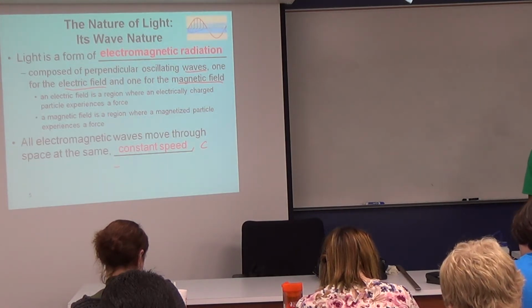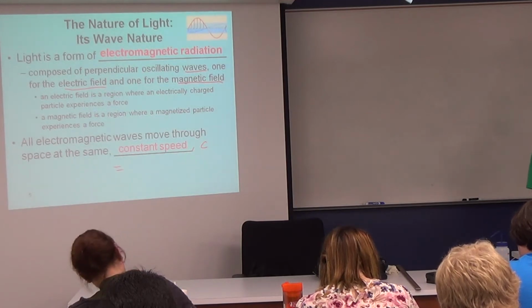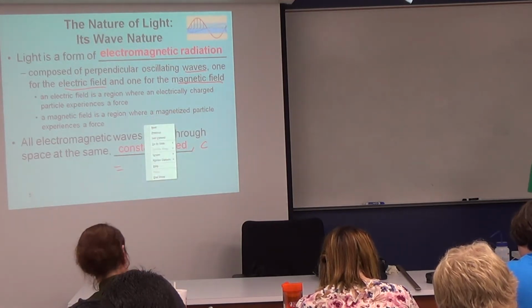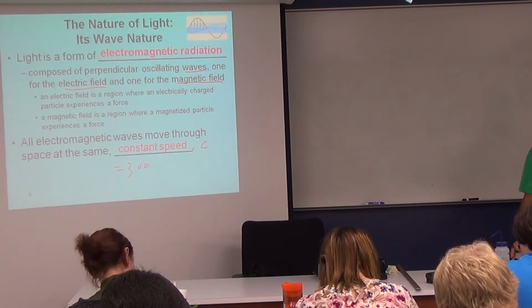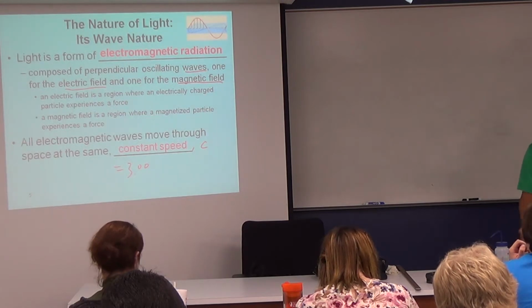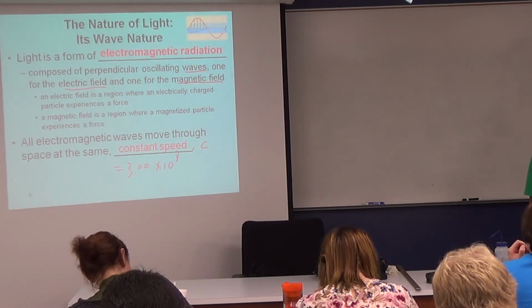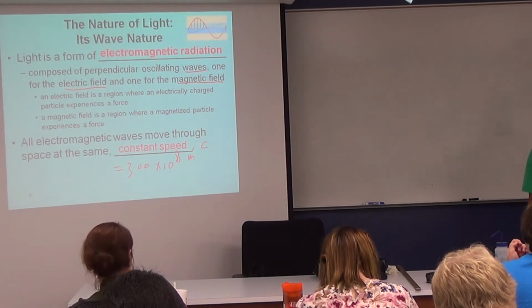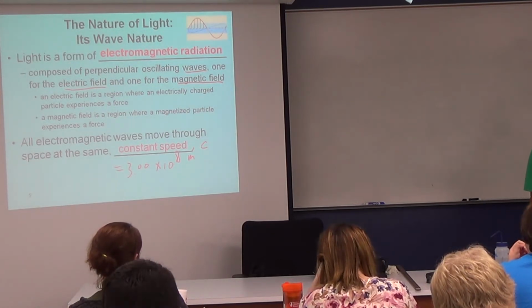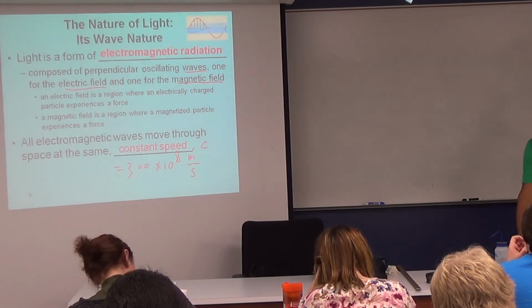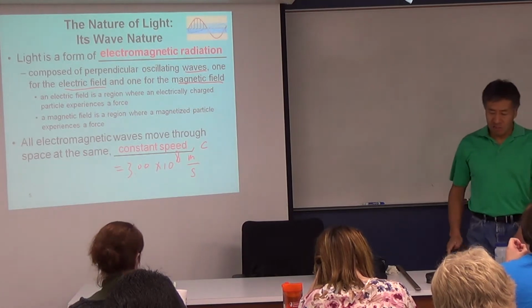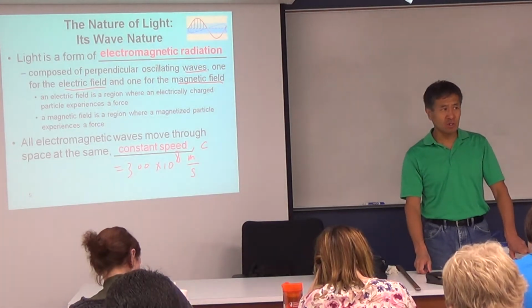So then C has a number. Usually you use this number, which will be precise enough in this chapter: 3.00, with three significant figures, times 10 to the positive 8. The unit is obviously a unit of speed, so it is length over time, and in SI units it is meters per second. Alright, so this is one constant in this chapter, and you can use it a lot.